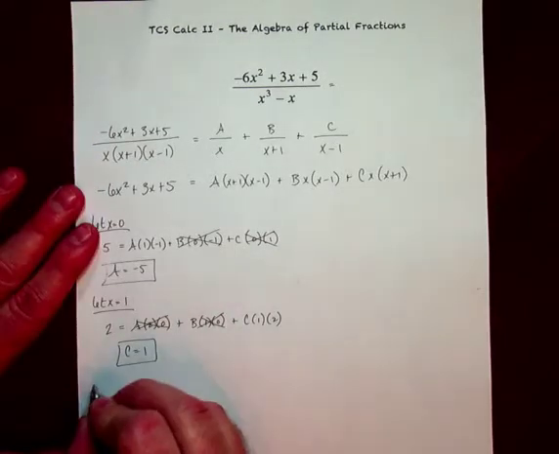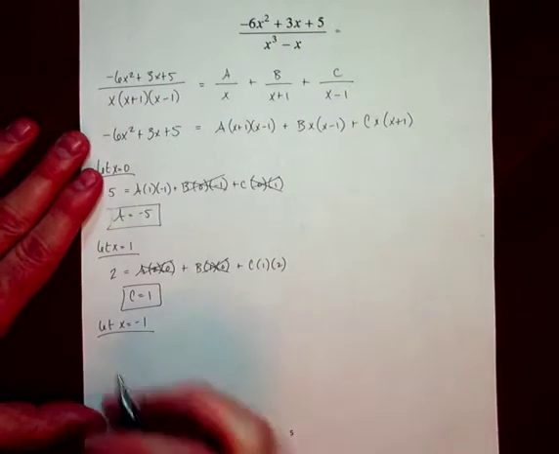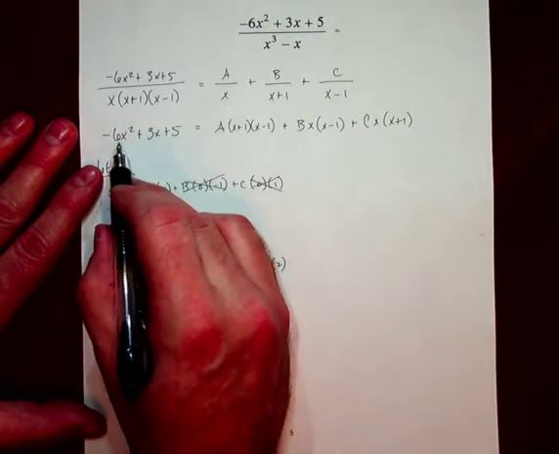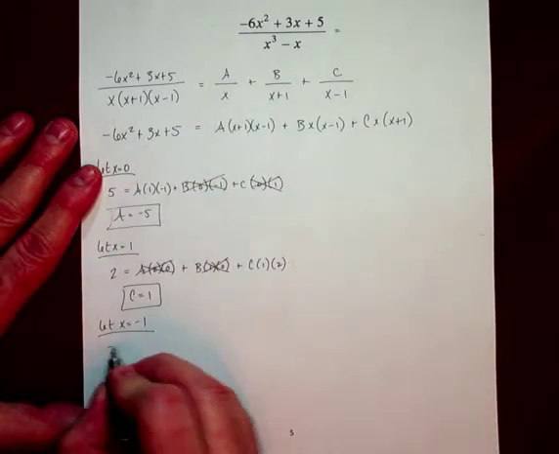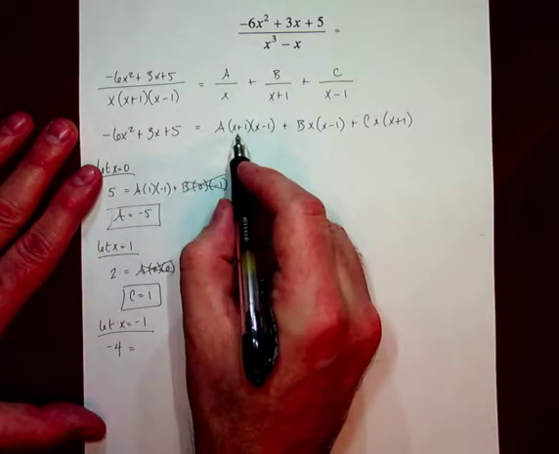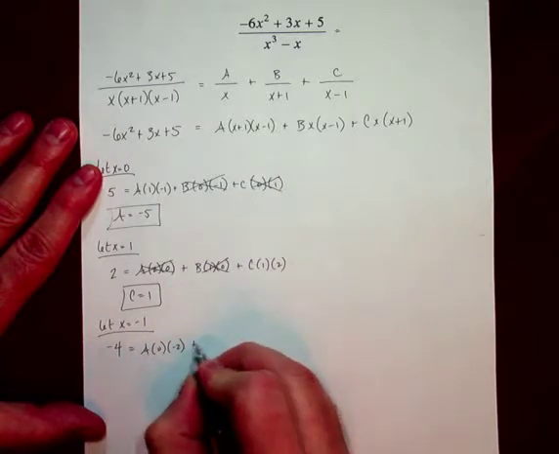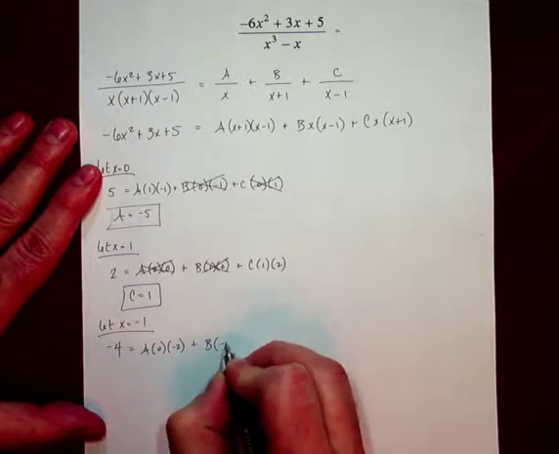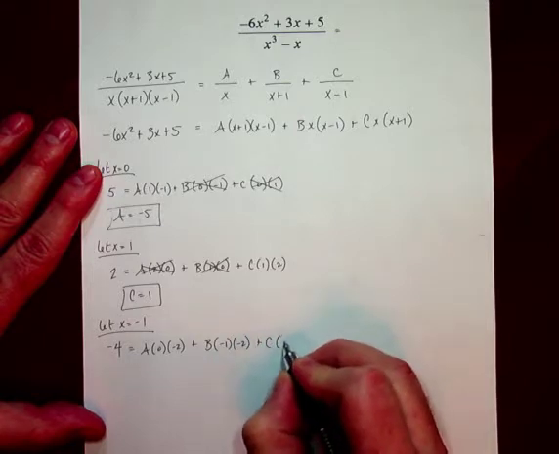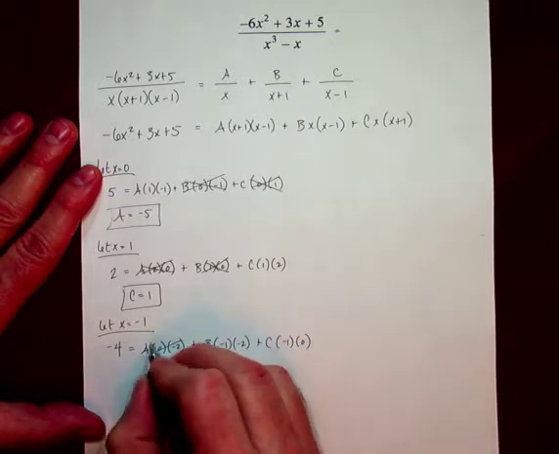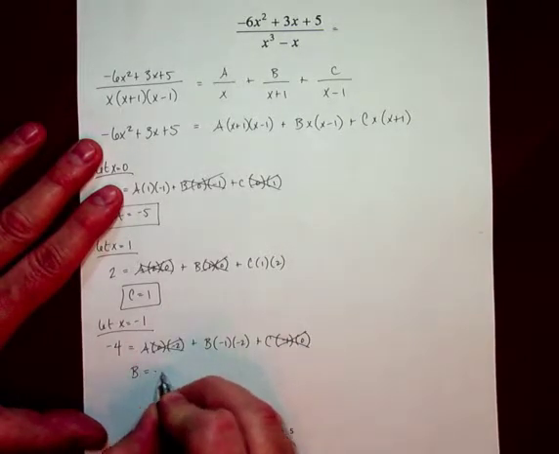Okay, let's let x equal to -1. When I let x equal -1, I still get -6 here, but I get -3 here, which is -9 plus 5 gives you -4. Okay, when I plug in -1 here, it's going to be a times 0 times -2 plus b times -1 times -2 plus c times -1 times 0. A and c cancel out, leaving b, and b is equal to -2.